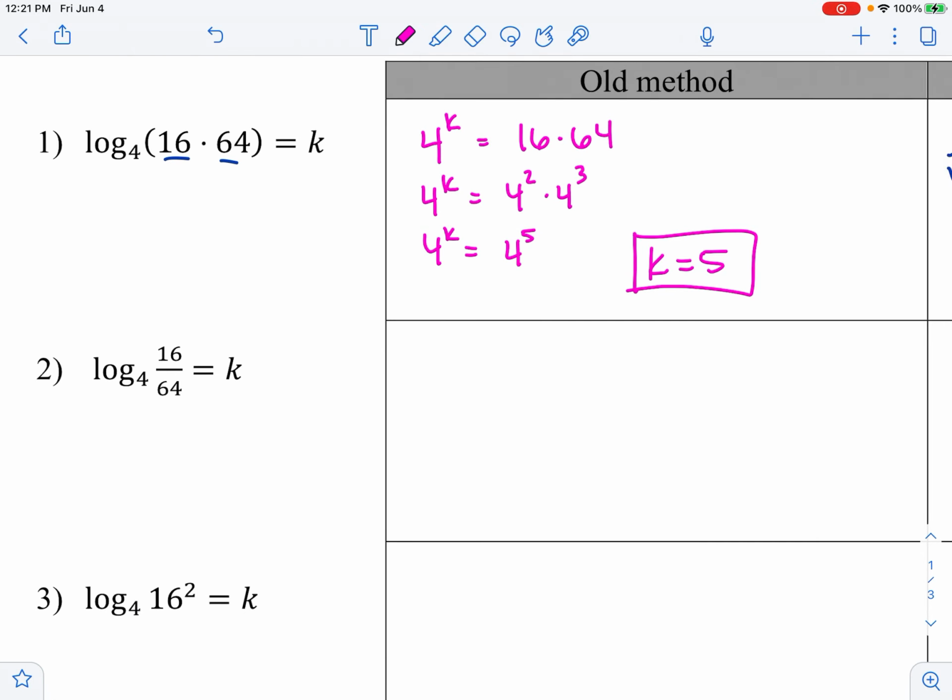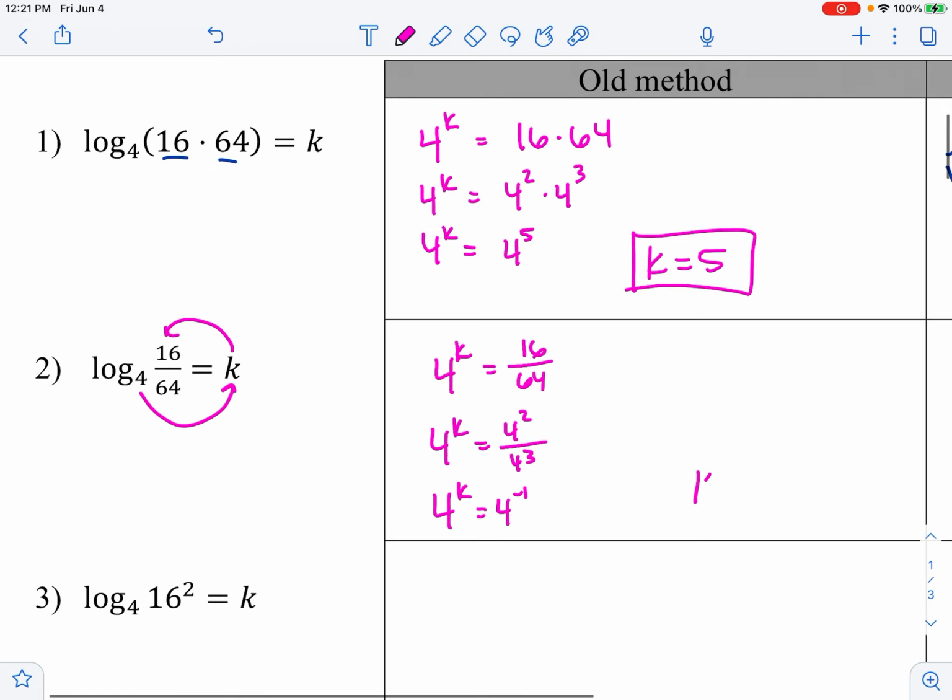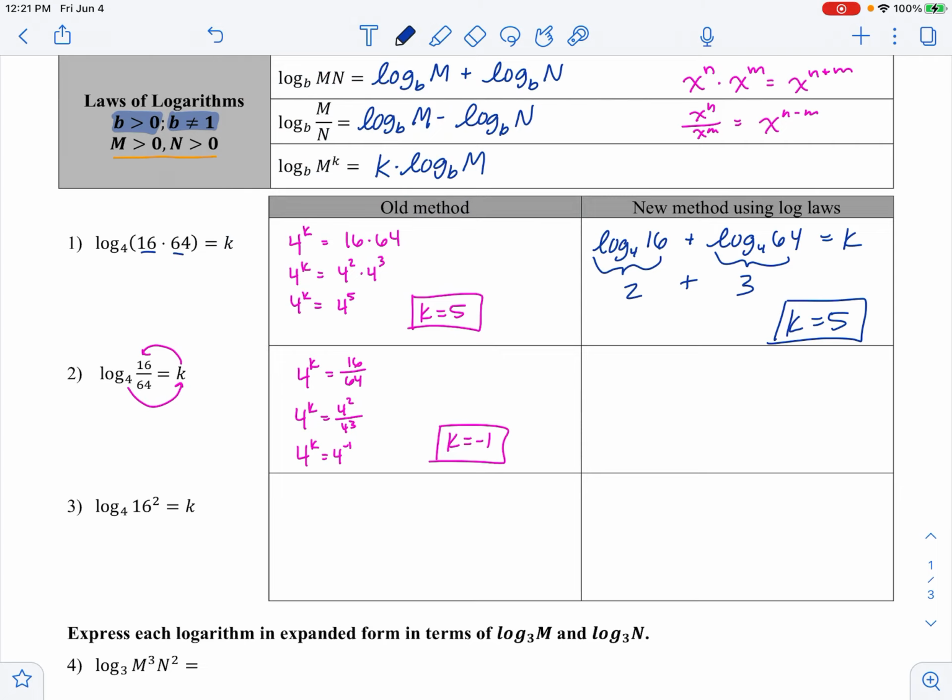Well, same thing here. Let's take a look. 4 to the k equals, so the old way, we would have done 4 to the k equals 16 over 64. I'm going to cheat a little bit because I already know from above what 16 and 64 both are. So I have 4 to the k is equal to 4 squared over 4 cubed. And now I can do my rule where I subtract. So I get 4 to the k is equal to 4 to the negative 1, which means k equals negative 1. Well, our new way, using our laws of logarithms, I'm going to split this up, but instead I'm going to split it up with subtraction. The log base 4 of 16 minus the log base 4 of 64.